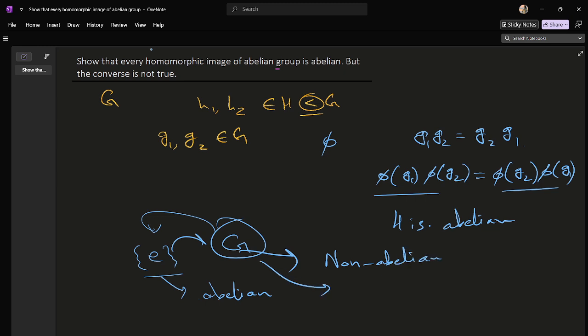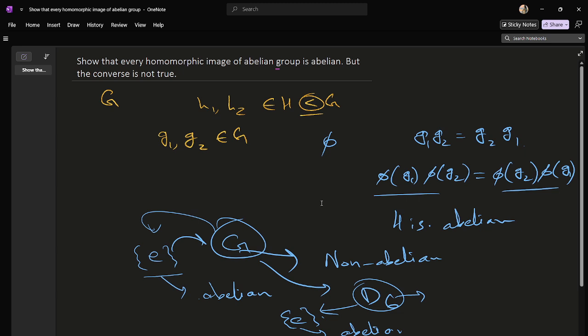Let us take our dihedral group D6. Then with the identity homomorphism, all the elements of D6 go to the identity. Then E is our abelian group, but D6 is a non-commutative group. So our statement says that every homomorphic image of an abelian group has to be abelian. So our D6 is non-abelian, but our identity group is abelian. So that statement is not feasible here. So our converse is not true. We have proved that.